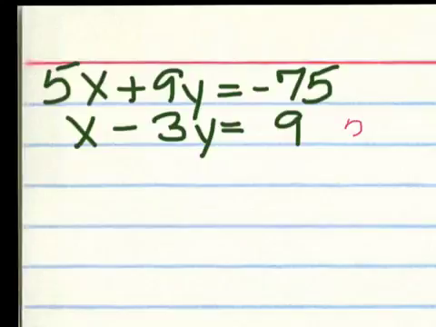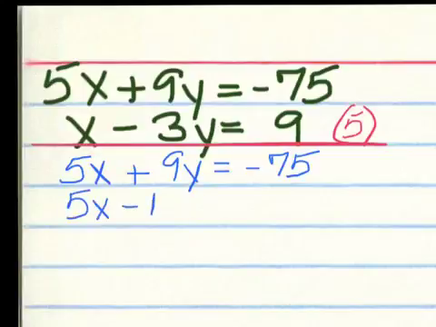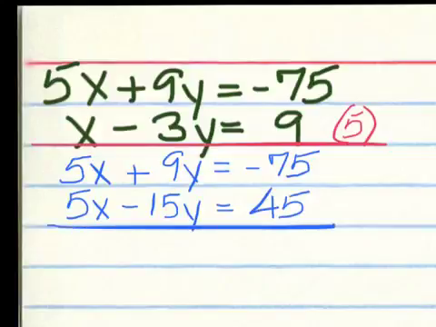You're multiplying by 5, but you're not multiplying the top one by anything. So just recopy the top one, and then on the bottom go through and multiply everything by 5. So you would end up with 5x minus 15y equals 45. That's from multiplying 1, negative 3, and 9.